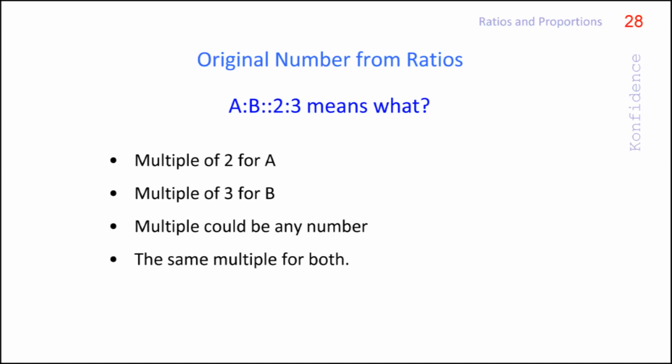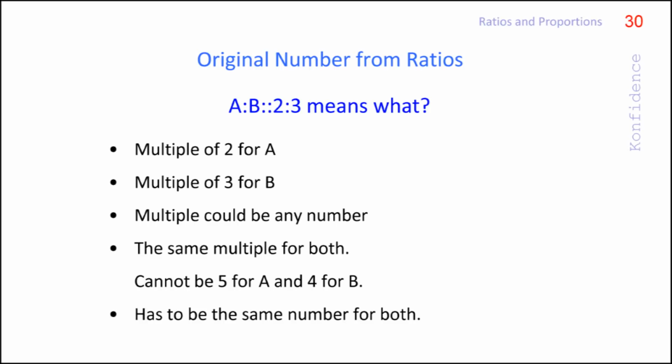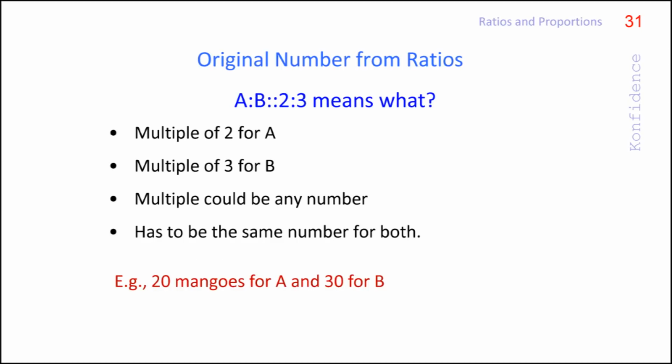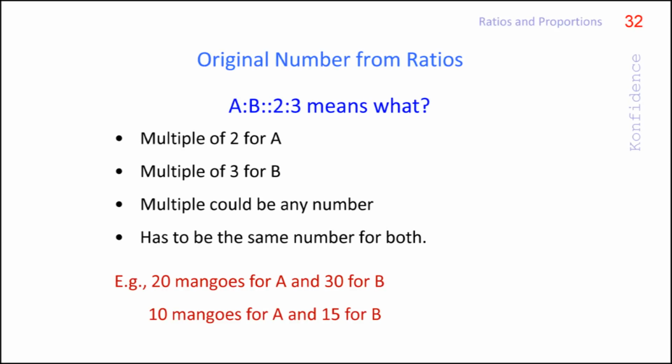The only point to note here is that it will be the same multiple for both. It cannot be 5 for A and 4 for B. It has to be the same number. We have reduced a fraction to its lowest possible representation by dividing both by the same number. So, multiply by the same number. Example, 20 mangoes for A and 30 for B, or 10 mangoes for A and 15 for B. Both will be the same as far as ratios are concerned.